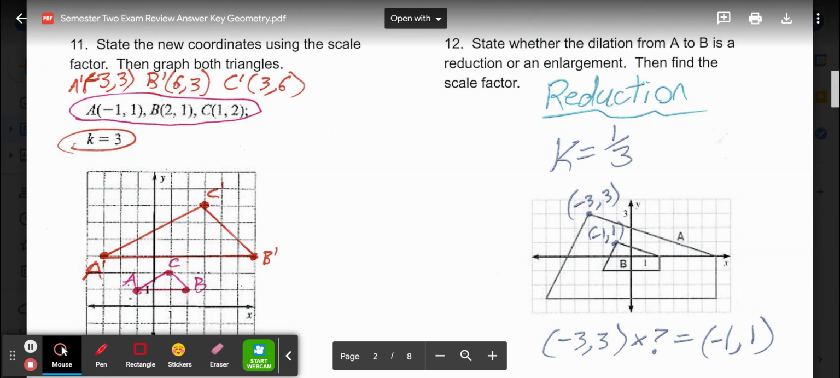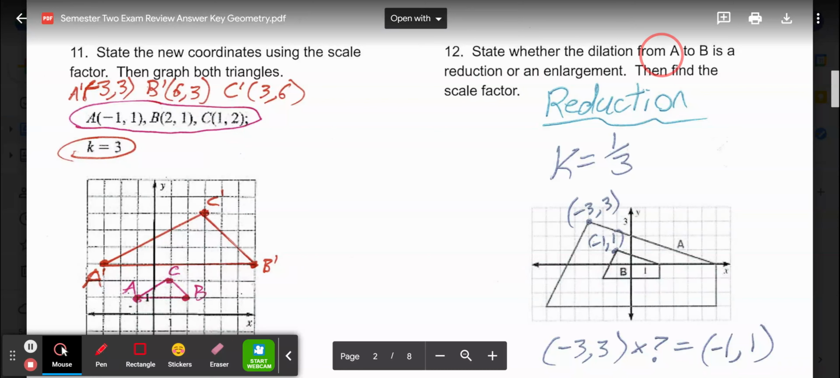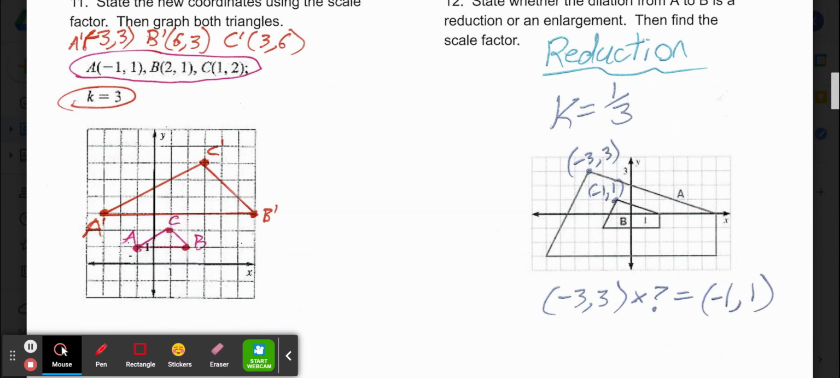And then in 12, it says the dilation from A to B. First, we're stating if it's a reduction or an enlargement. So A is our outer figure, B is our inner. Obviously, from A to B, it got smaller, so it was a reduction. Then find the scale factor.